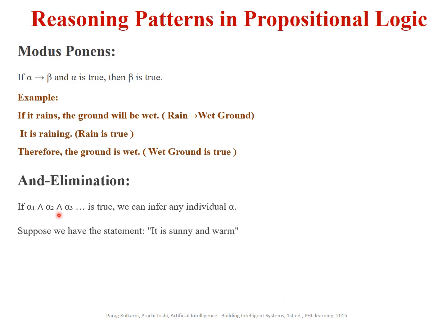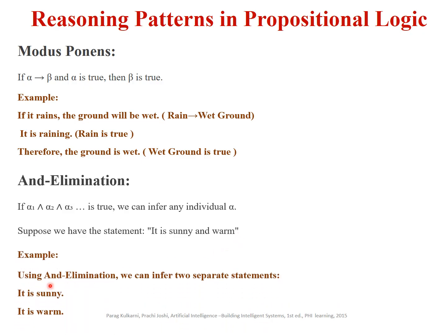And elimination. If alpha 1 and alpha 2 and alpha 3 is true, we can infer any individual alpha as true. That is, suppose we have a statement, it is sunny and warm. Using and elimination, we can infer two separate statements: it is sunny, it is warm. This is and elimination.